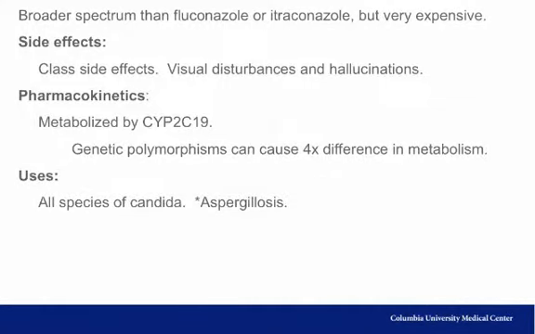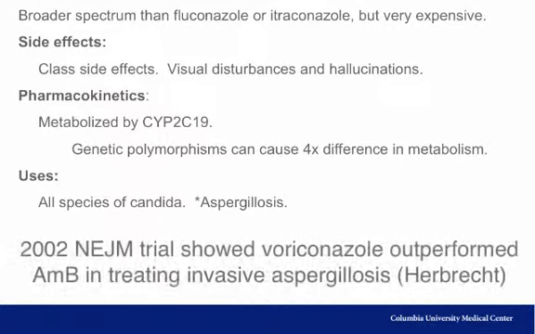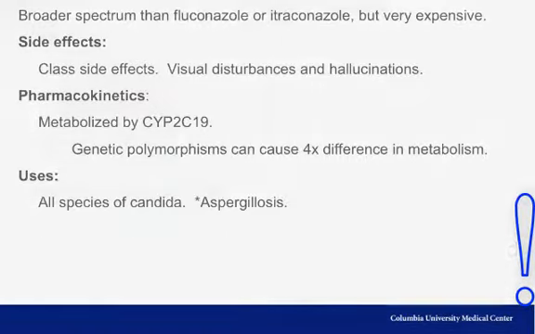It is active against all species of Candida, but more importantly, it is very active against Aspergillus species. In a trial in 2002, voriconazole was shown to provide superior efficacy to amphotericin B for treating invasive aspergillosis. This is the most important use of the drug to remember.